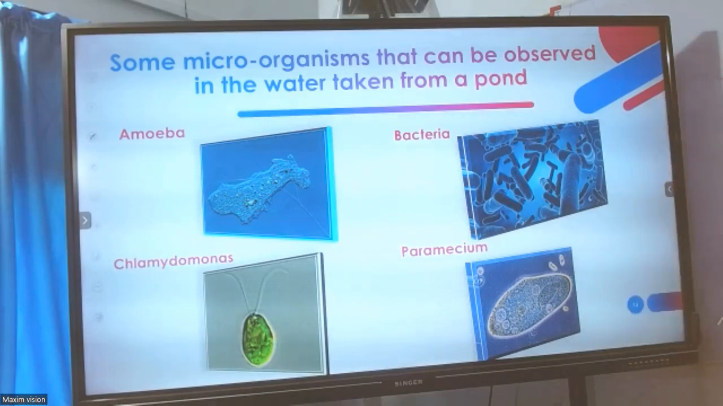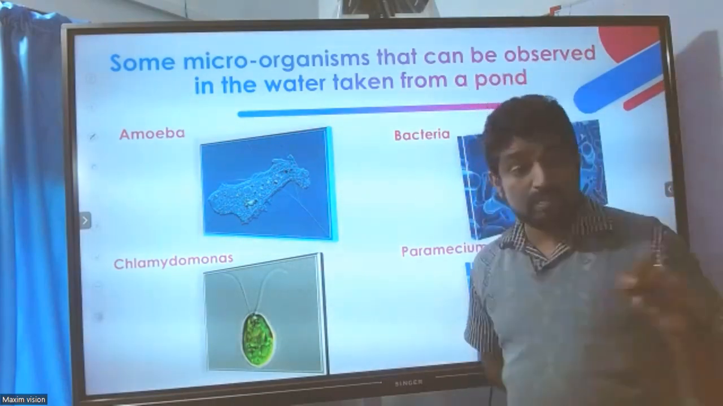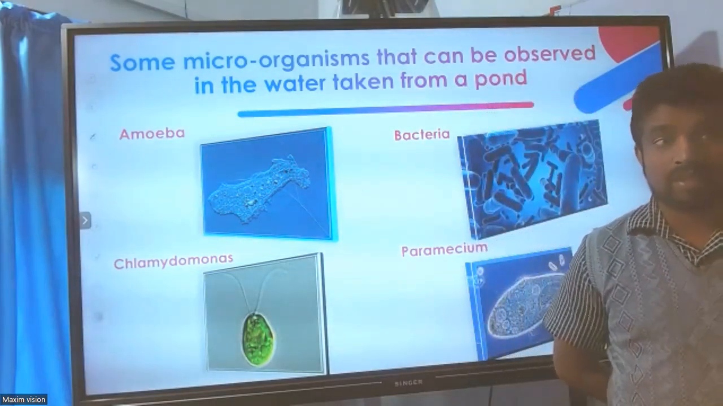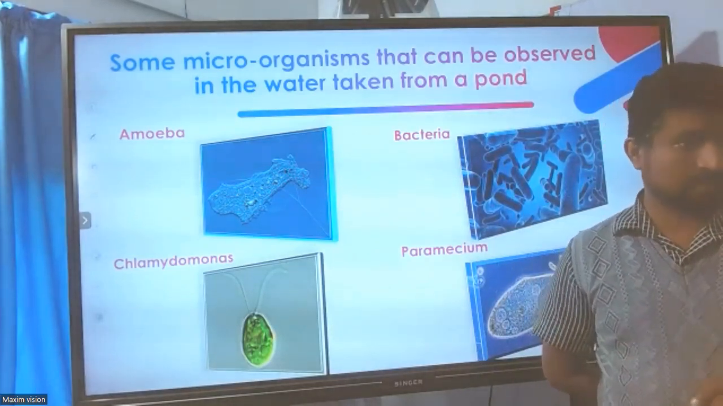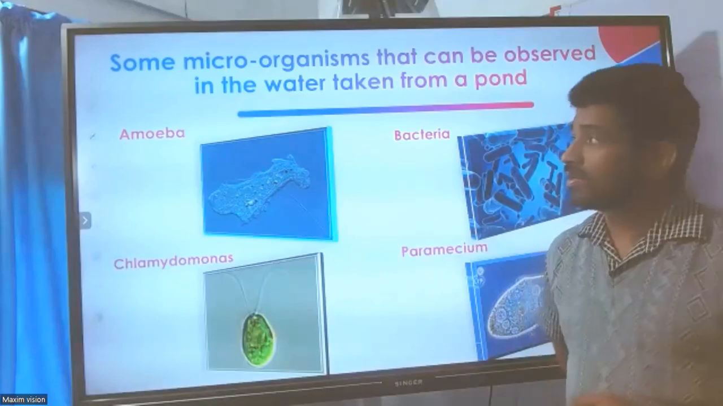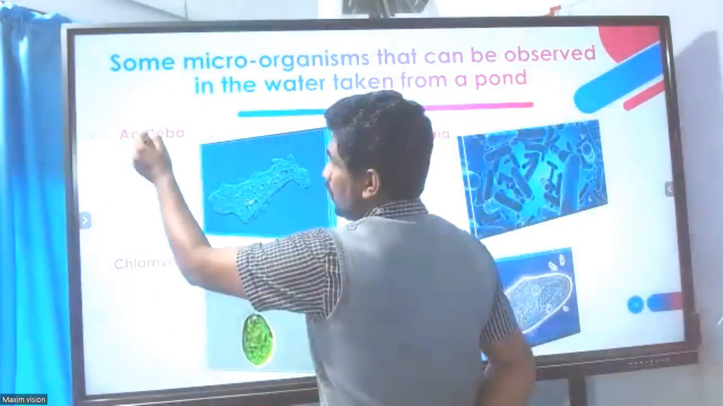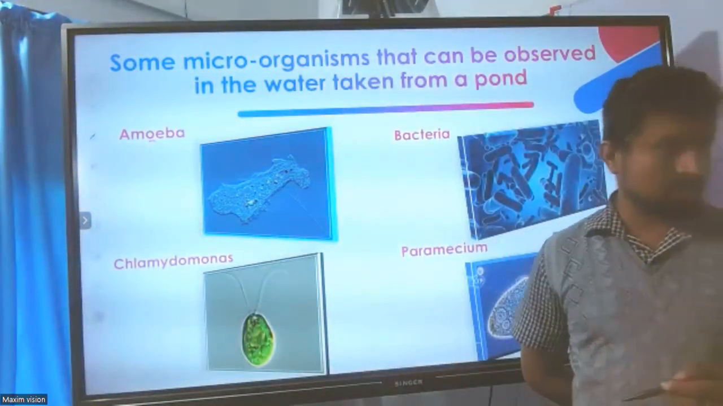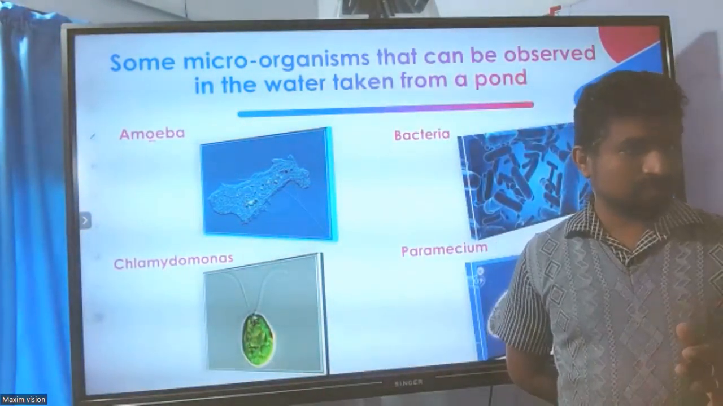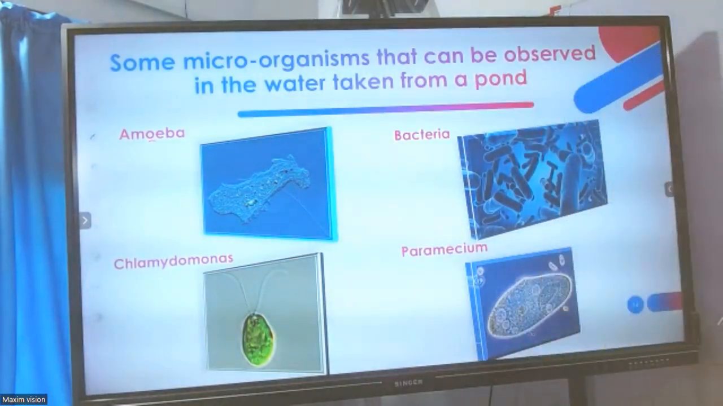Okay. Right. Next day we can write these words for dictation. What are they? Amoeba. When you write amoeba, remember, A-M-O-E-B-A. Yes, the O is silent here. Amoeba. O silent. Right? Okay.